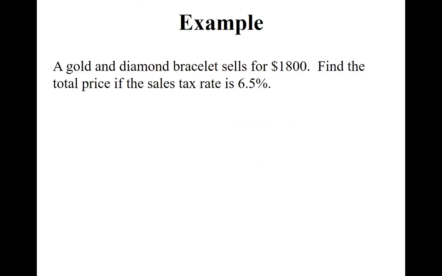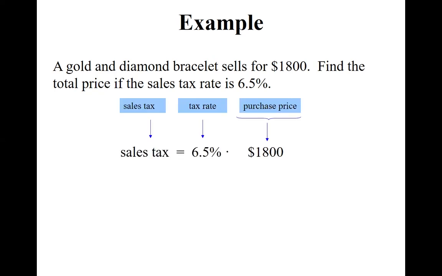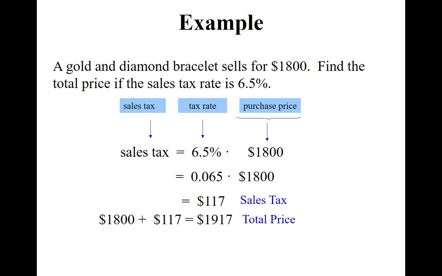So a gold and diamond bracelet sells for $1,800. Find the total price if the sales tax rate is 6.5%. So first we would find the sales tax. That would be found by taking the tax rate times the purchase price, the 6.5% times the 1,800. So in sales tax, you'd be paying $117. 6.5% as a decimal is 0.065. We multiply 0.065 times 1,800, we get 117. So then the total price would be the purchase price of $1,800 plus the sales tax of $117, $1,917.